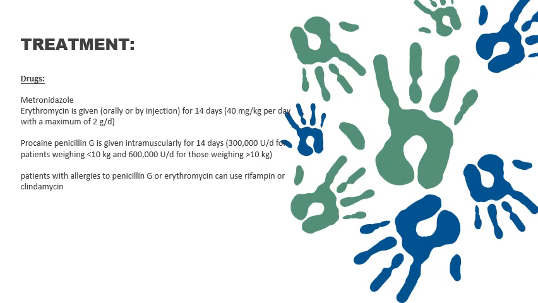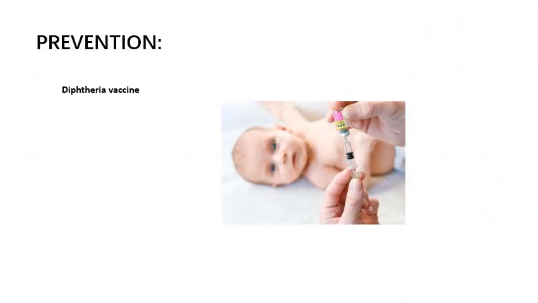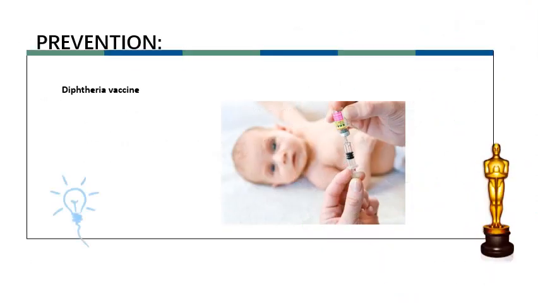The treatment: drugs, metronidazole. Patients with allergies to penicillin G or erythromycin can use rifampin or clindamycin. Prevention: the diphtheria vaccine is the best choice.